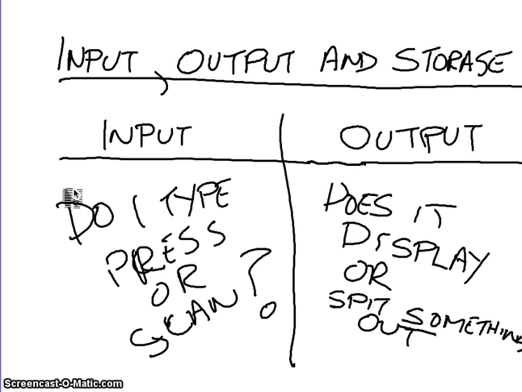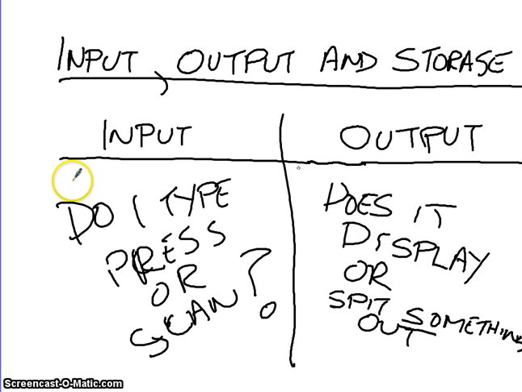If it's an output device, does it display something or spit something out? If you think about it, a printer spits out paper, so it must be an output device, yeah? A monitor displays something on the screen, so therefore it must be an output device. Remember, anything that is connected to the box is an input or output or storage device. If it's connected outside that box of the CPU, it's an input, output or storage device. And remember, there are also storage devices in the computer, but we'll get to that later.